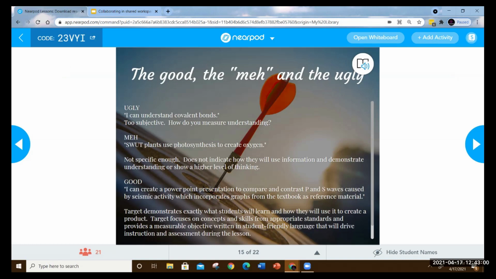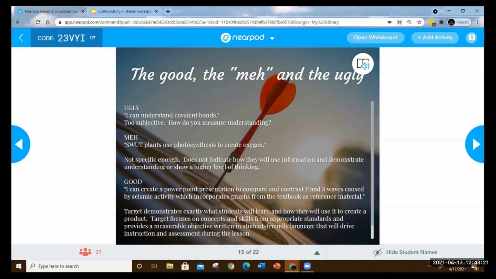There's no meaning-making activity in there. There's no acquisition in there. How are they going to understand covalent bonds? What task are they going to do? It's not there, right? Now, a meh would be SWOT plants use photosynthesis to create oxygen.